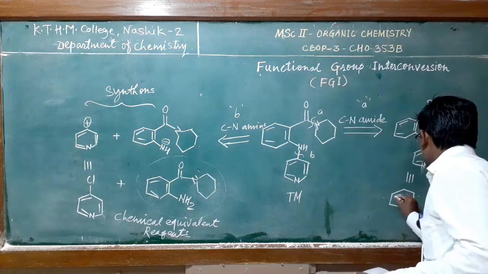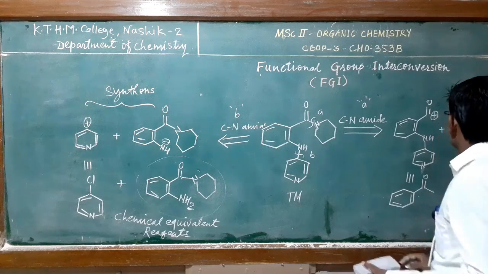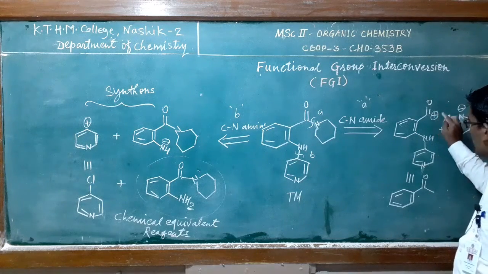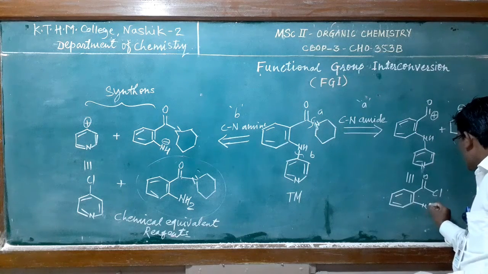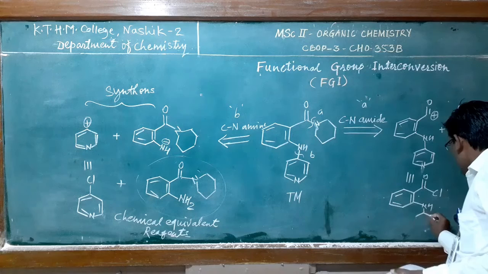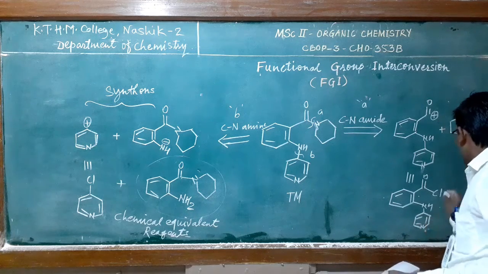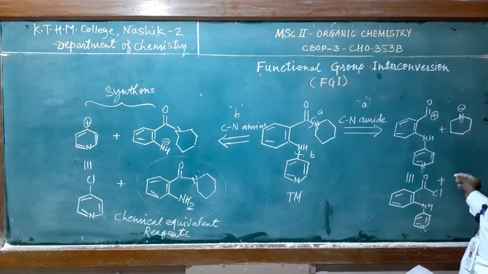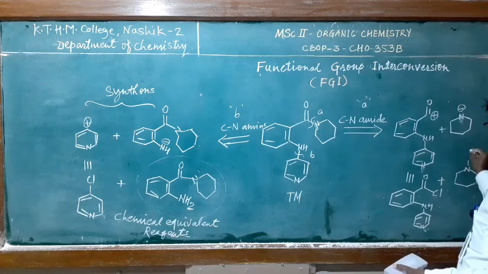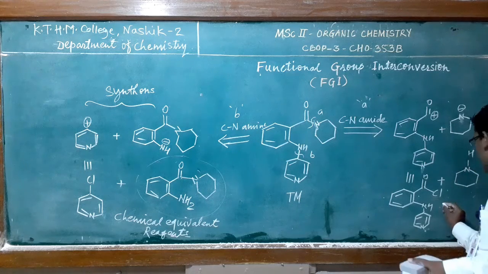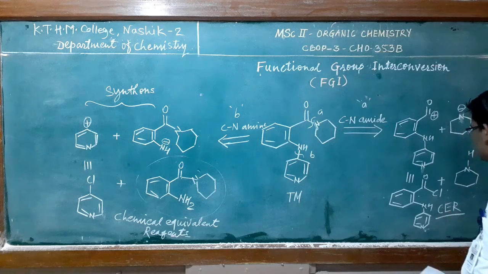So we will transform these into chemical equivalent reagents. Since this has a positive charge, we can add chlorine over here, and the rest of the molecule will be as it is. And the nitrogen will acquire the charge, so it becomes a secondary amine. These are the chemical equivalent reagents.